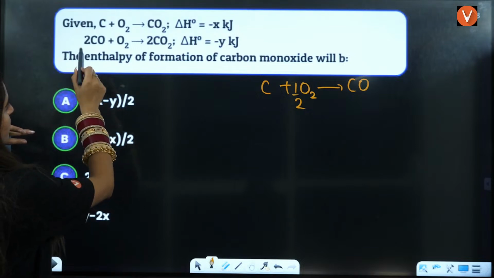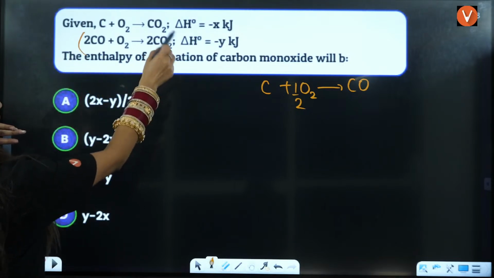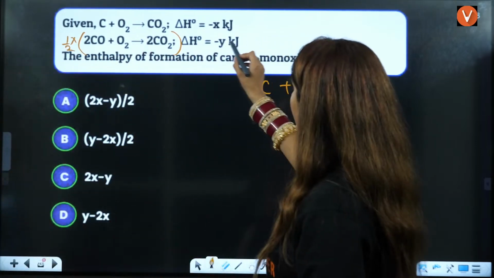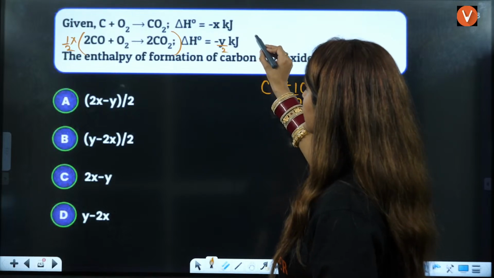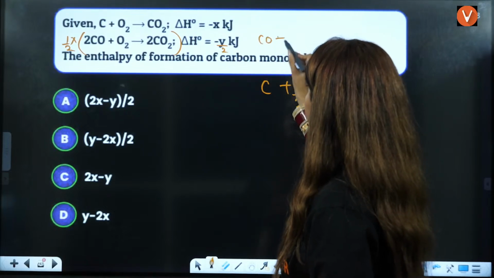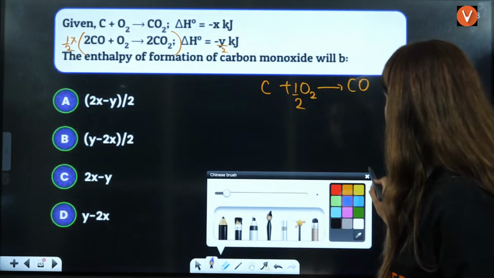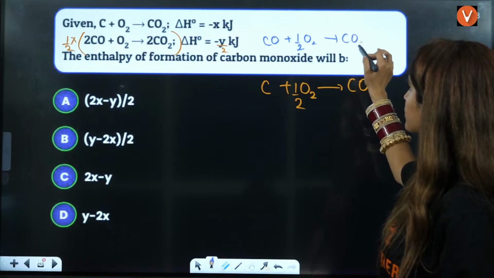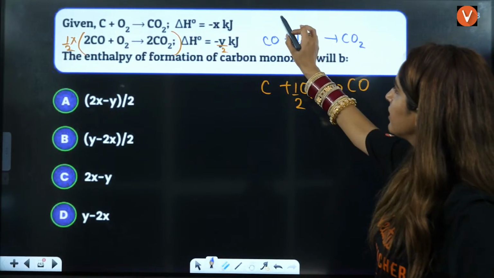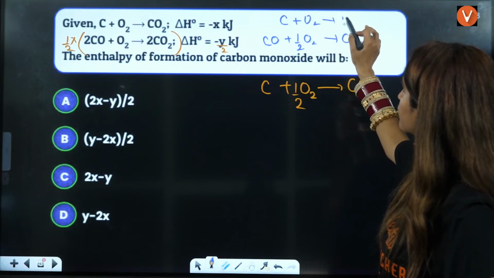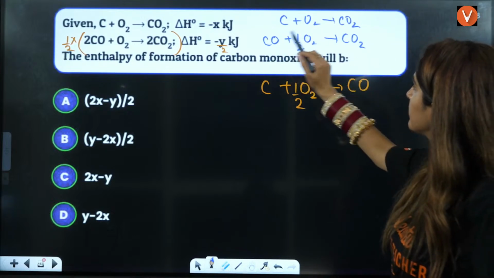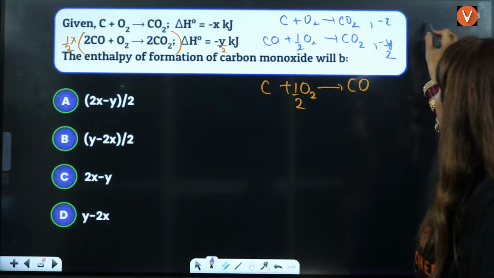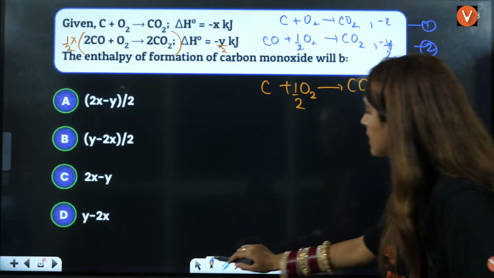What you will do is multiply this by half, then subtract it. This half will be this one, right? This will be CO plus half of O2 giving rise to CO2. This will be C plus O2 giving rise to CO2. Subtract, this is nothing but minus X, this is minus Y by 2. This is 1, this is 2.